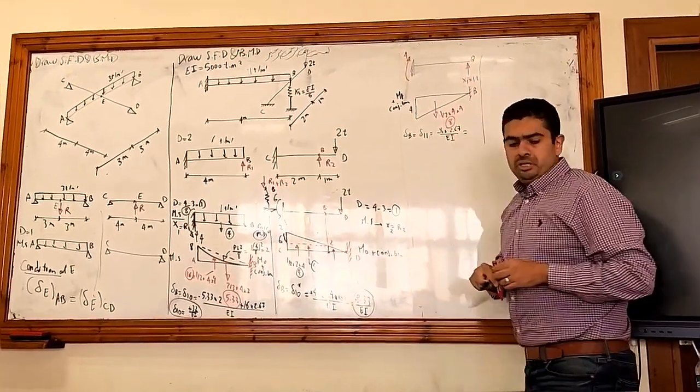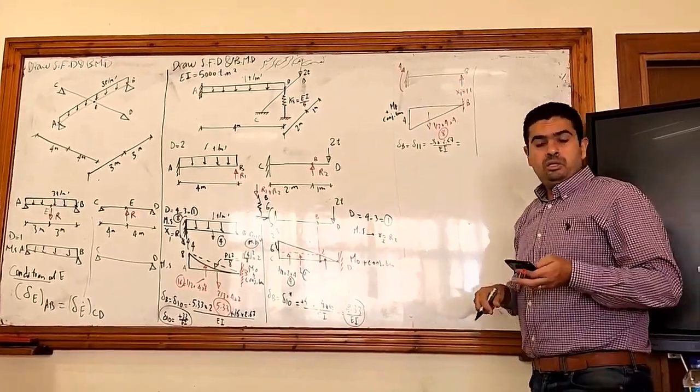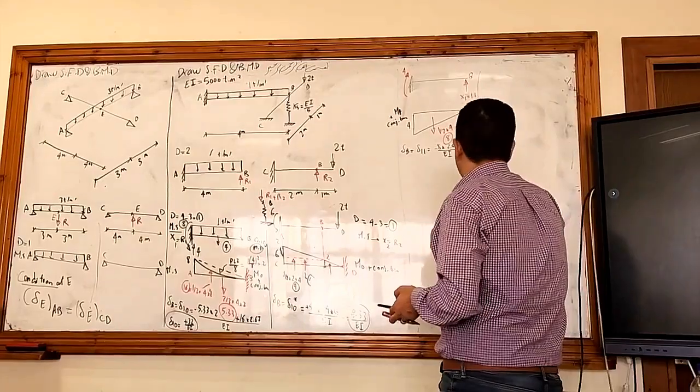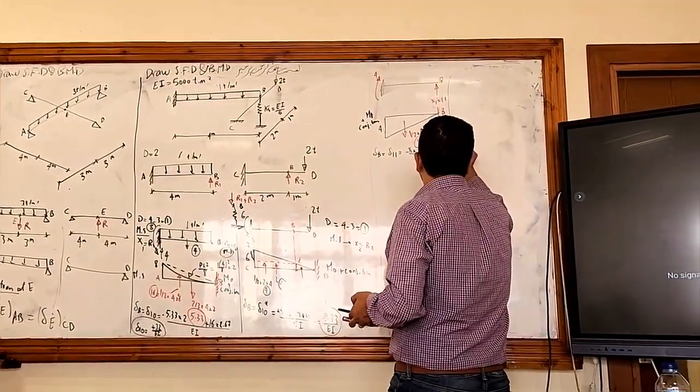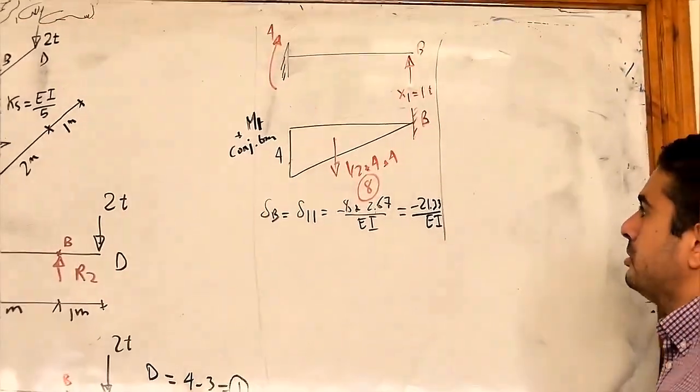So delta 1 here will be 21.50 divided by EI. Okay, what about the other part?